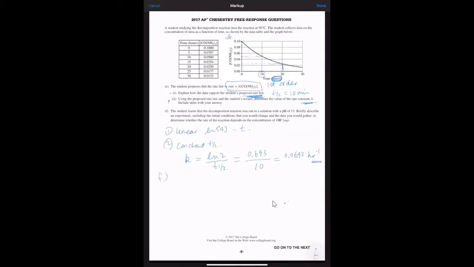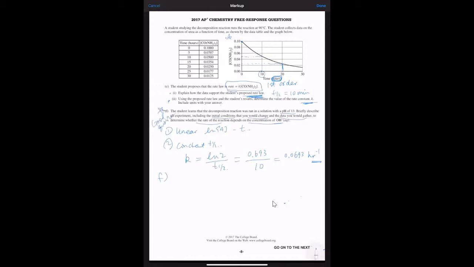So for question F, the students run the decomposition in a solution with a pH of 13, and then briefly describe an experiment, including the initial conditions you would change and the data you would collect to determine whether the rate of the reaction depends on the concentration of hydroxide ions. This actually is a challenging, but very good question. Why is it challenging? Because that really needs your real understanding of the experiment and the process, how things are going. In other words, this is an experimental design type of question. So I would give it a star. This is a very good question that really needs a higher level of thinking.